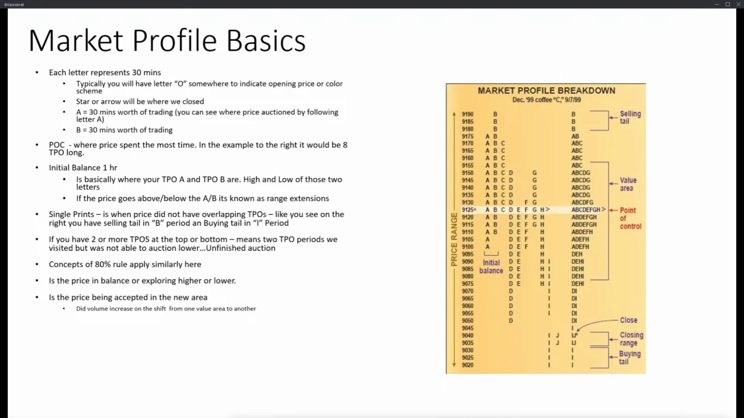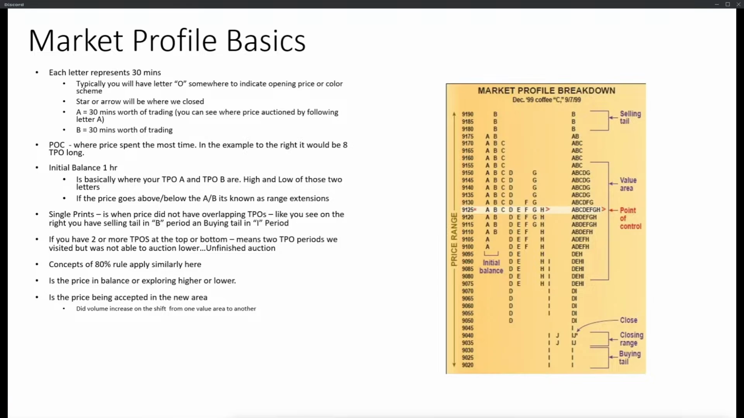But if there's 2 periods there, and I think I wrote it. If you have 2 or more TPOs at the top or bottom, meaning 2 periods we visited but were not able to auction lower or higher, it would be an unfinished auction. When you have single prints come in, they become important points to know because usually that means other time frame buyers and sellers are coming in. Does that make sense? So that's TPOs. 2 letters means unfinished.